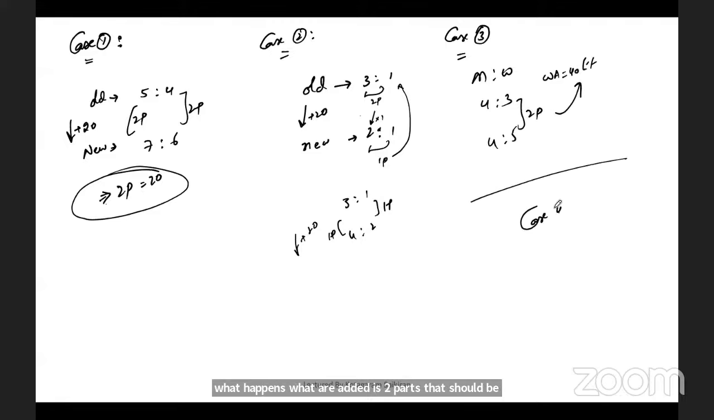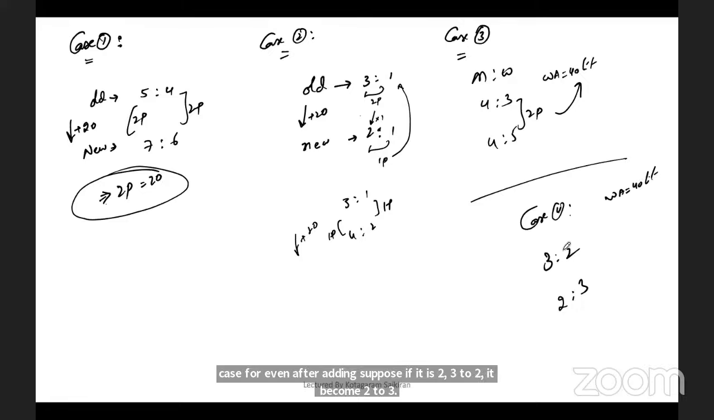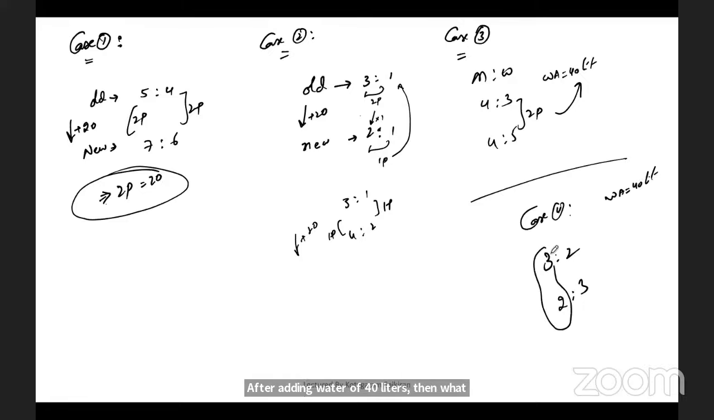Now case 4. Even after adding, suppose it is 3:2, and it became 2:3 after adding water of 40 liters. Then what happens? We'll convert this case 4 to case 3 by making this constant. To make this constant, what will we do? We'll take the LCM, so we get the LCM number in both places, here and here.